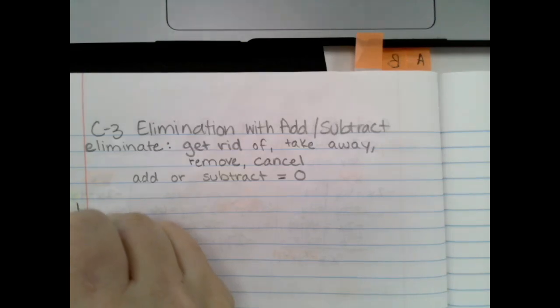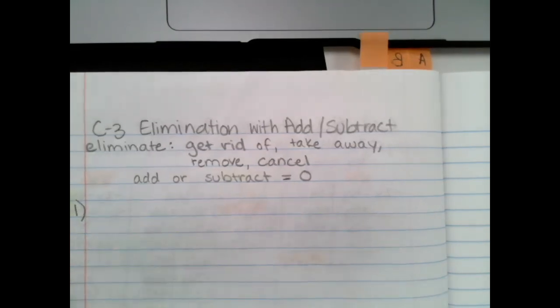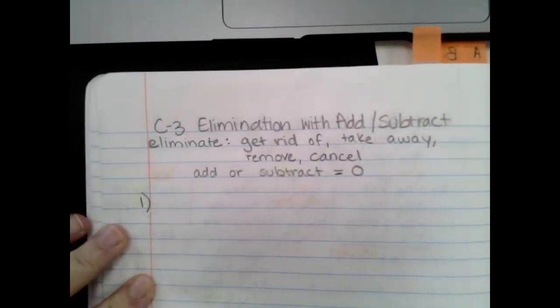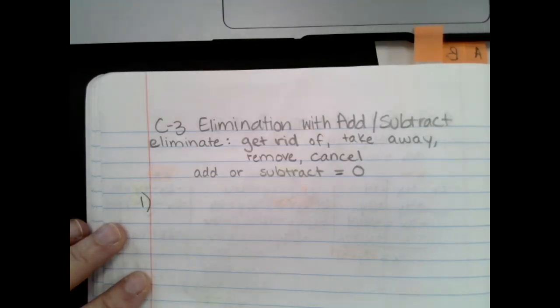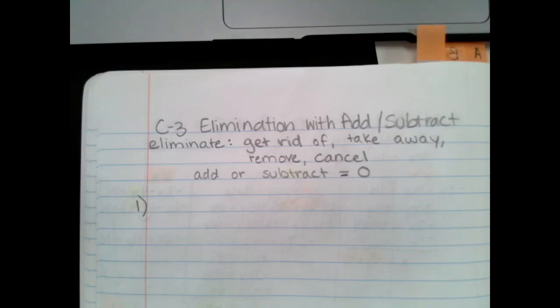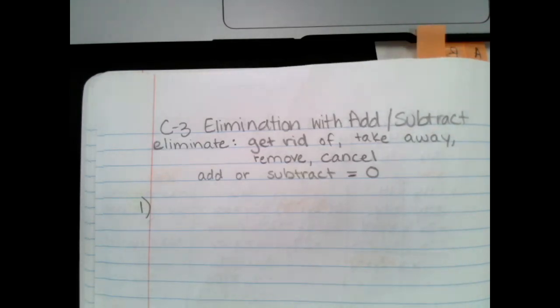So remember, we're still working with systems. Systems is how many equations this year? 6 equations at the same time? No, how many equations are we working with at the same time? 2 equations. And when we find an answer, what should our answer look like? What does a solution look like? X, Y. Good. We have 2 answers, X and Y.